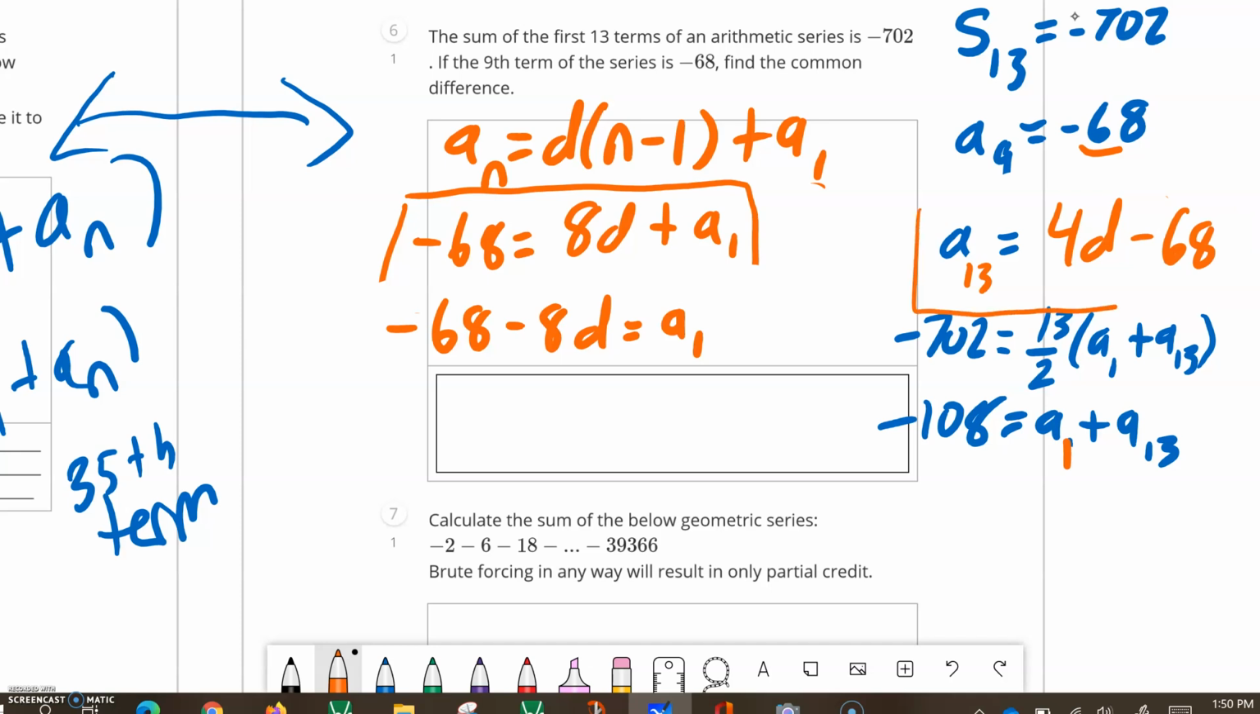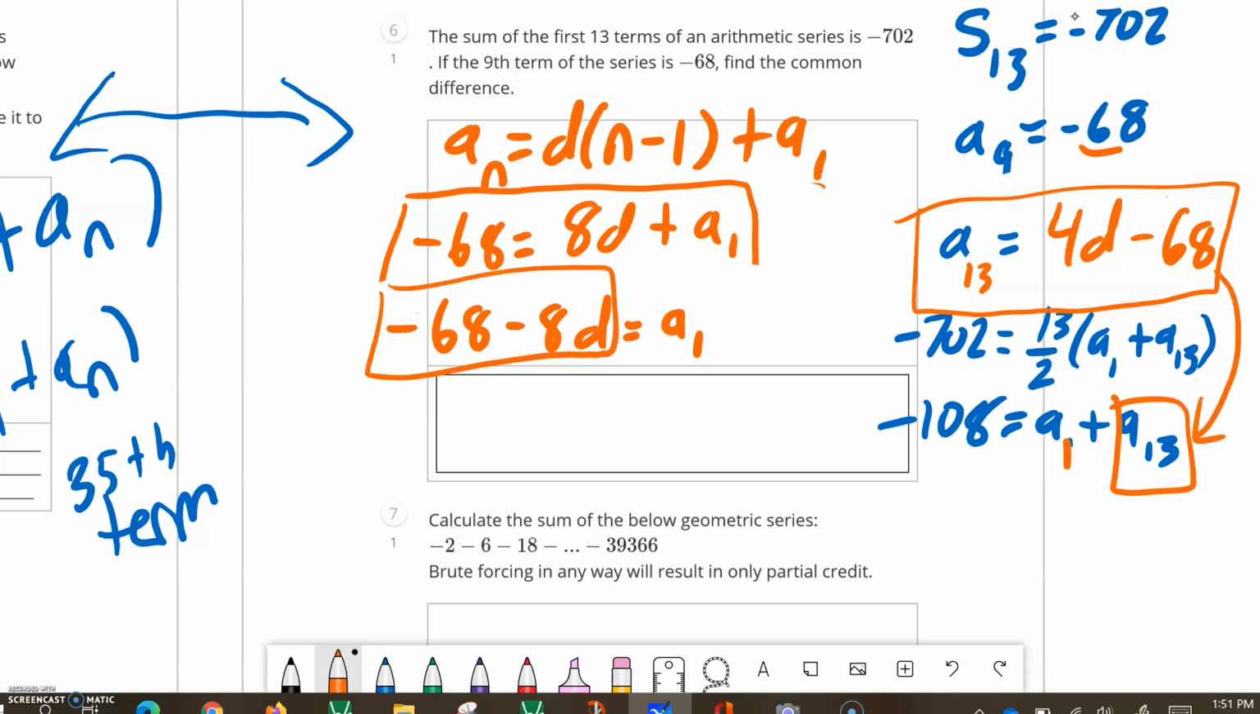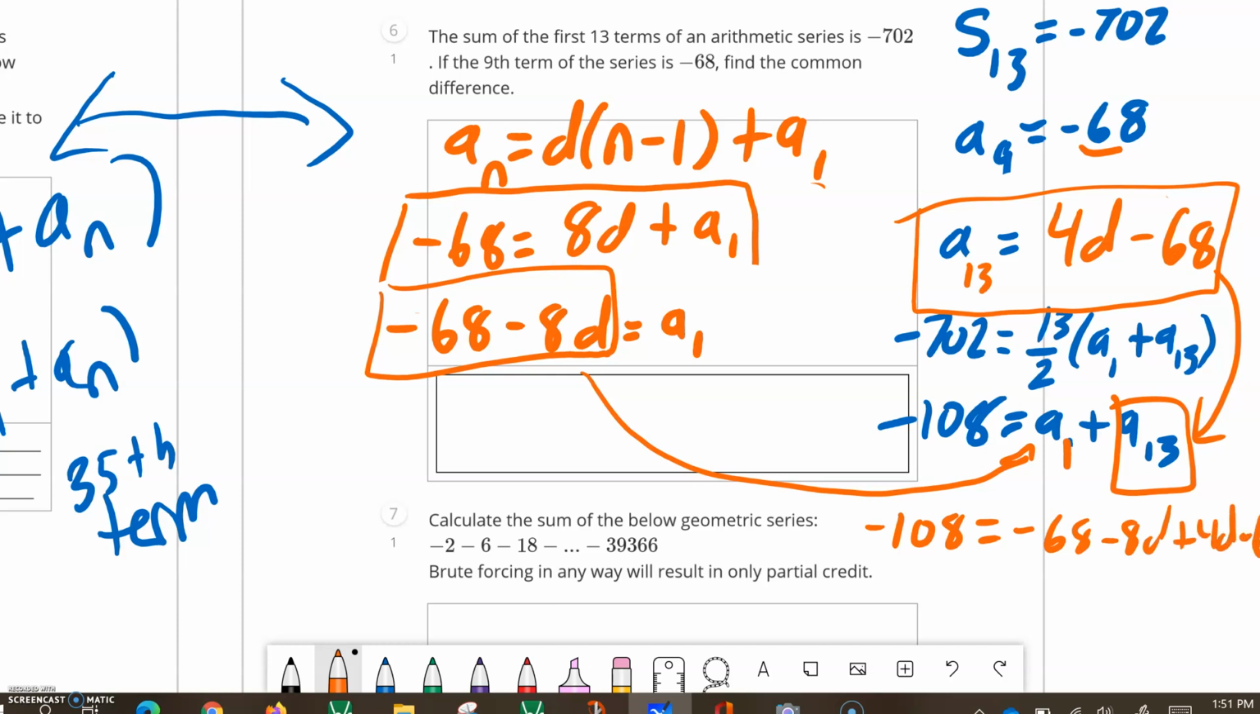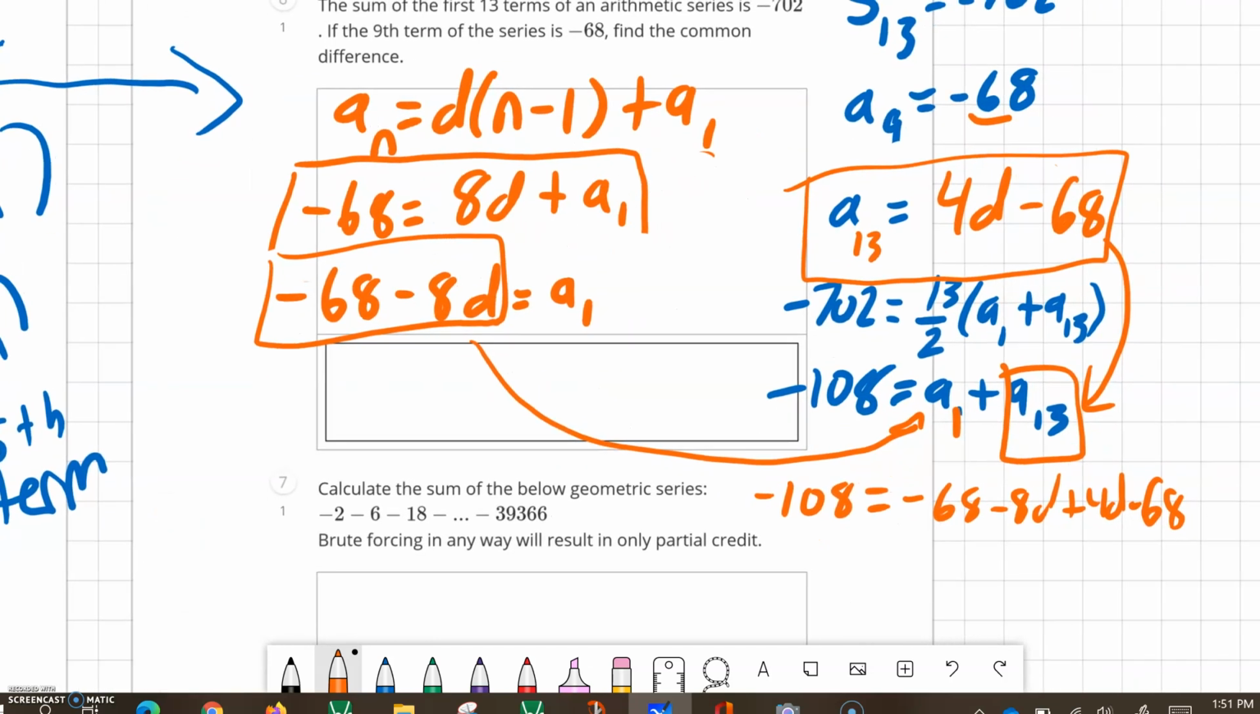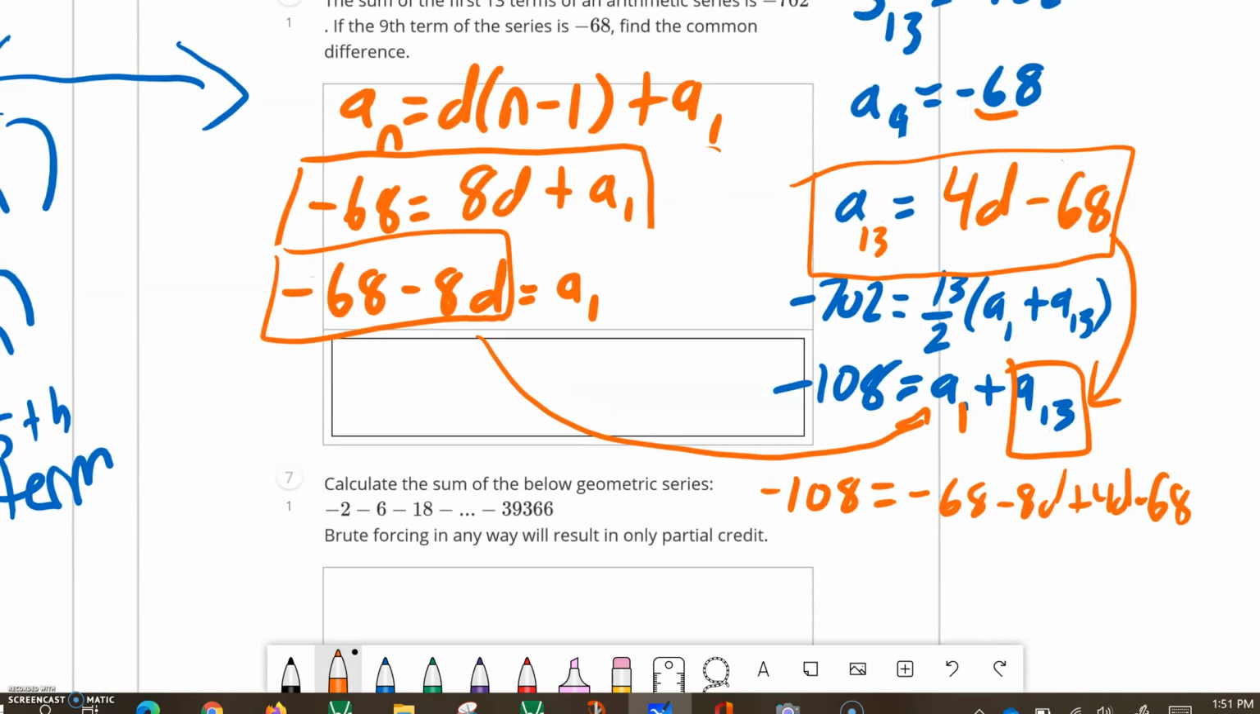Well, now I can replace the 13th with that one, and I can replace the first with that one. So now, after replacing it, I don't know if you're still following me, you only have one variable, which is d. So it'll be plus 4d minus 68, and I know that kind of slid off there, there we go.